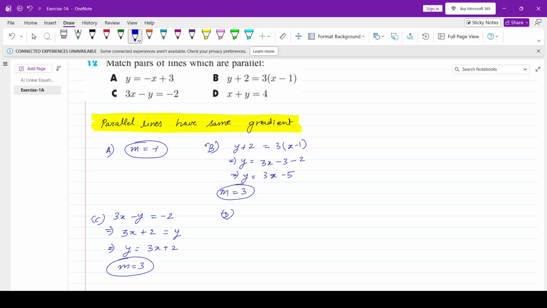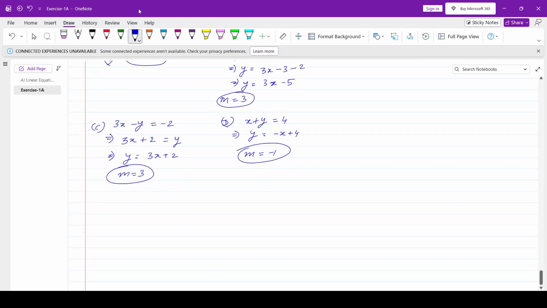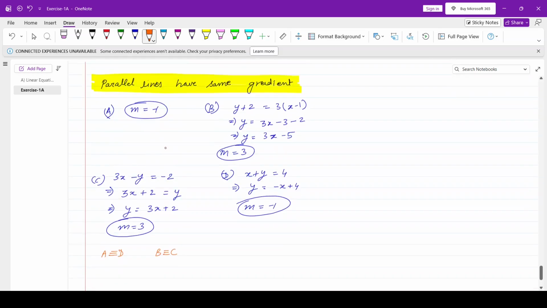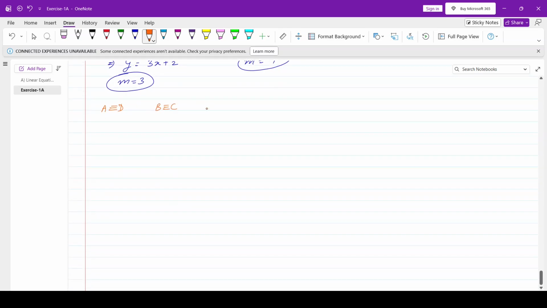And equation D, x plus y is equal to 4. So y is equal to minus x plus 4. Can we say the value of m is minus 1 here? Now, equation B and equation C have equal gradient, that is 3. Equations A and D have equal gradient, that is minus 1. Can we say A makes a pair with D and B makes a pair with C? Yes, that is our answer.